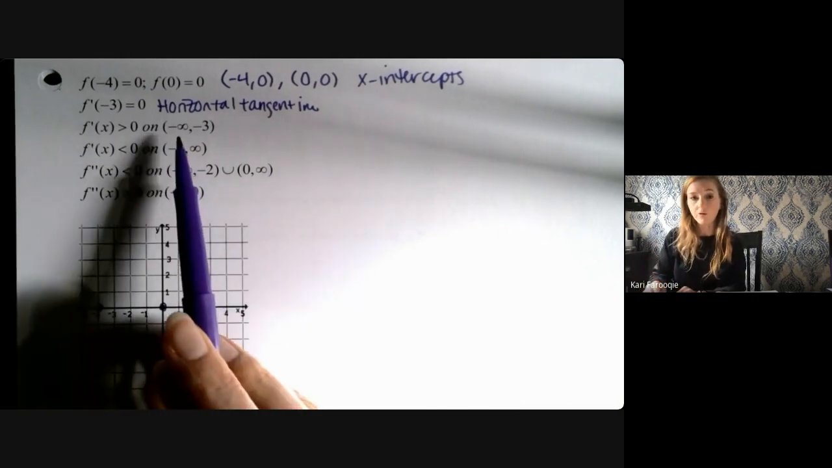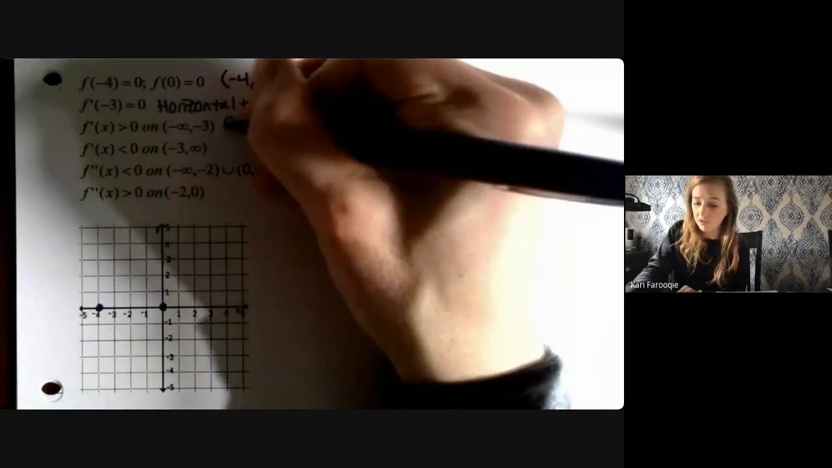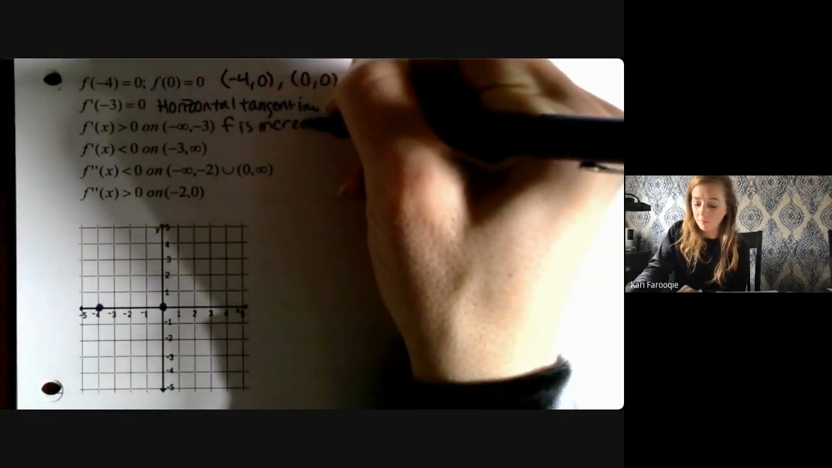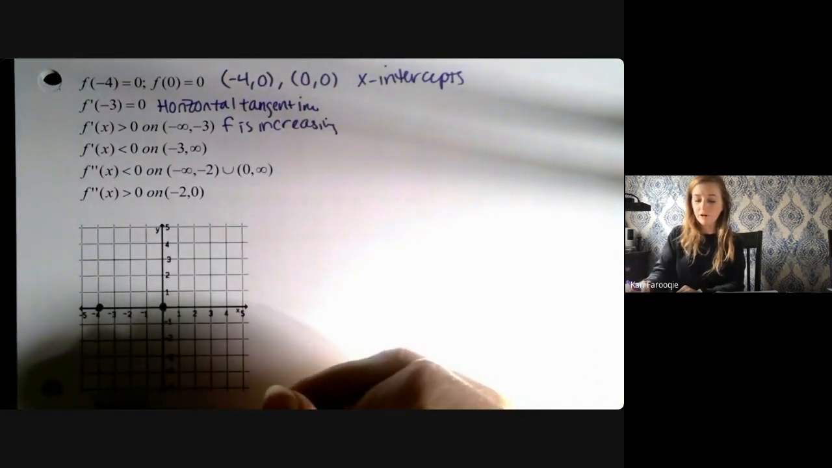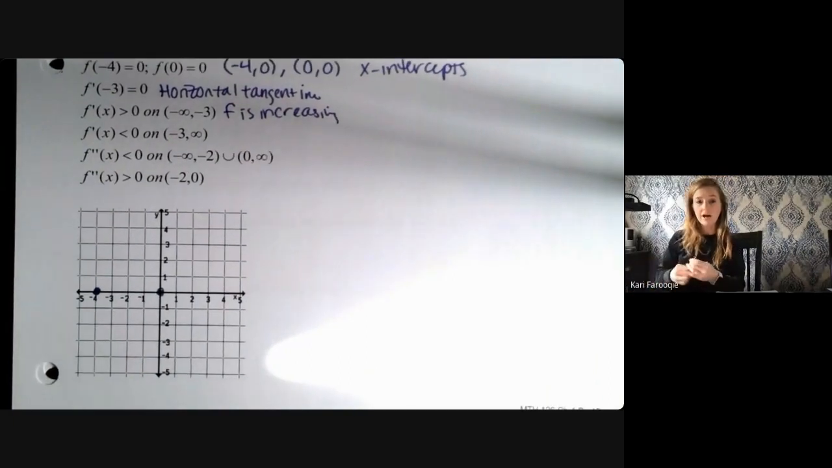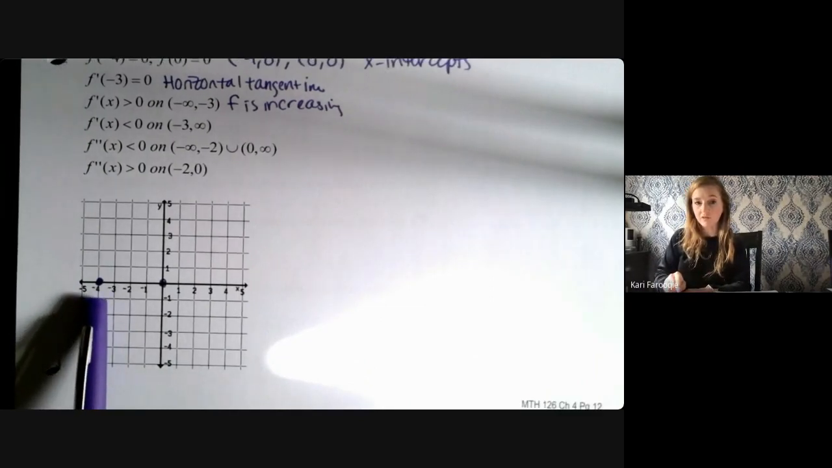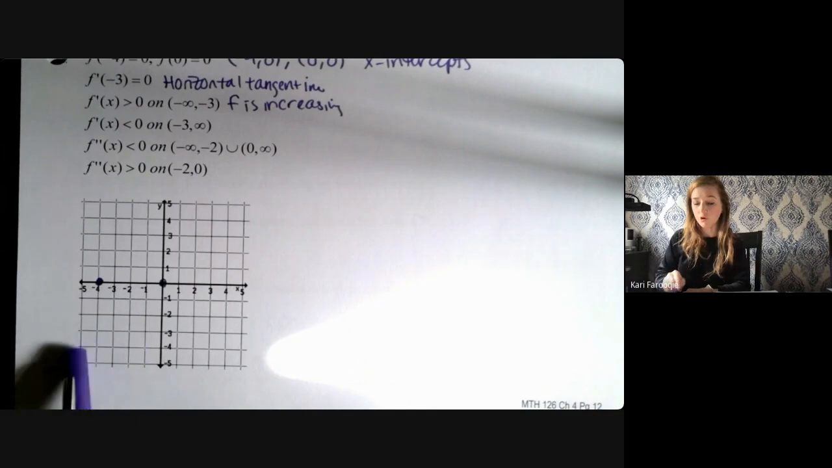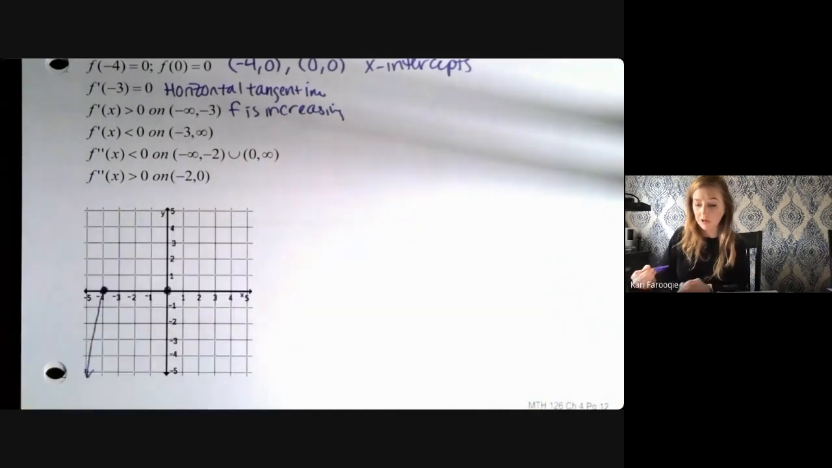Well, luckily we know that from -infinity up to -3, your graph of f is increasing. So from -infinity up to -3, the graph is increasing. Well, the only way that it can do that is by coming up from -infinity and going through this x-intercept and somehow moving towards x equals -3. That's the only way that can happen. So we know something like this is happening.